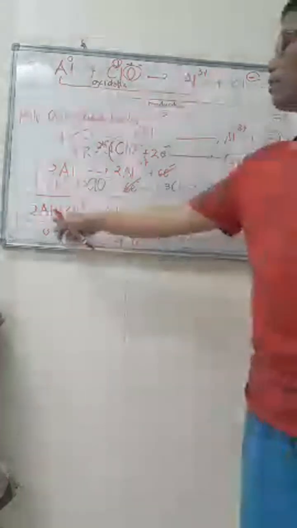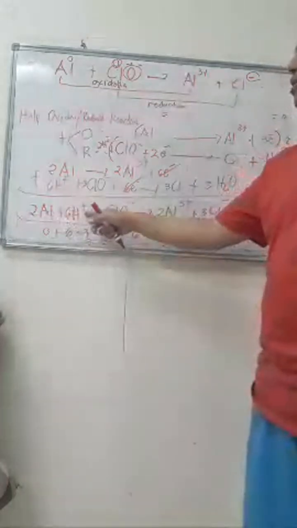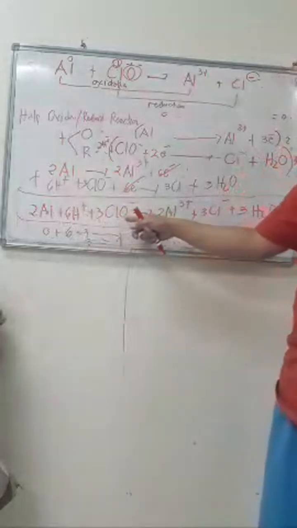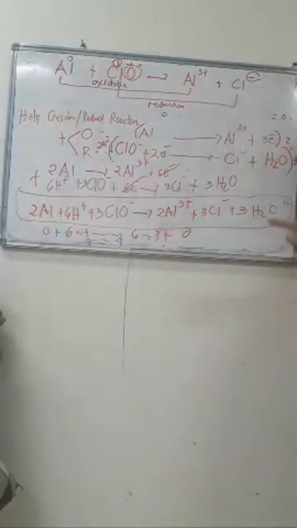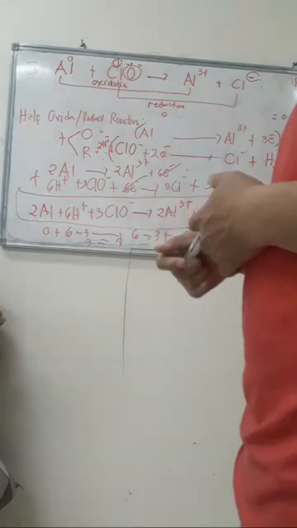So therefore, we conclude that our net redox equation is this: 2 moles of aluminum plus 6 moles of hydrogen plus 3 moles of hypochlorite is equal to 2 moles of aluminum 3+ plus 3 chloride plus 3 moles of water. Any questions so far? That was example number 2, balancing a redox equation in acidic solution.